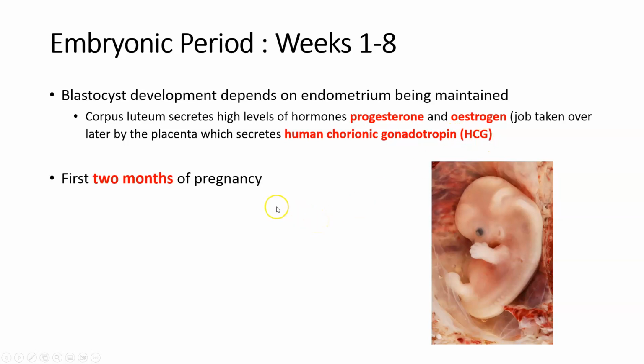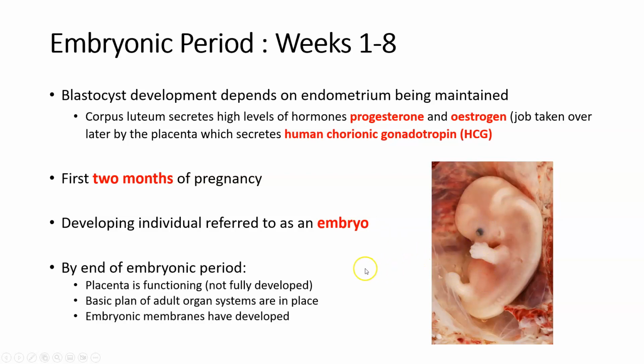So again, the embryonic period is the first 2 months or first 8 weeks of pregnancy, and what we have at this stage is referred to as an embryo. Please don't call it a baby or a fetus. You will get marked down for that. This is the embryonic period, so we must refer to this as an embryo.